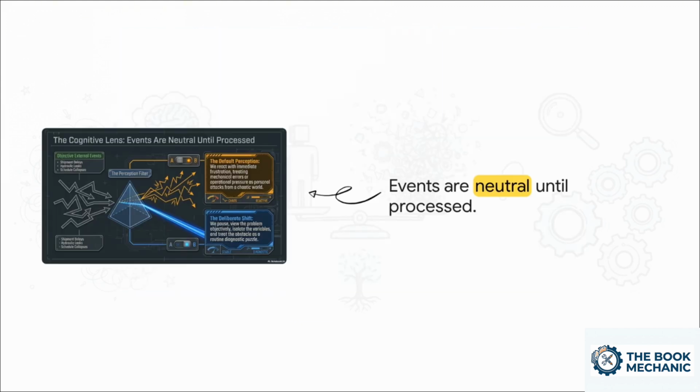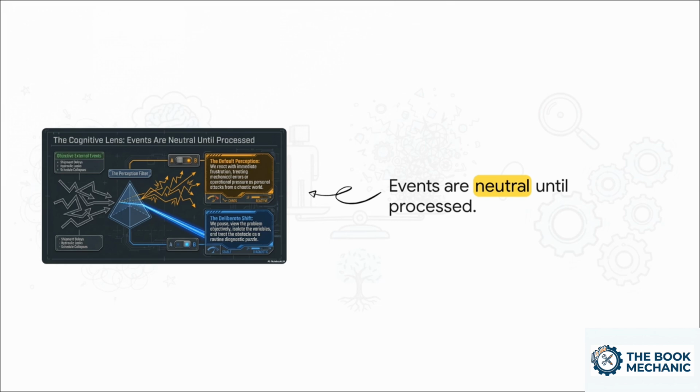Now, take a look at this perception filter prism graphic. It perfectly illustrates a key point. An objective external event, like say a shipment delay, a nasty hydraulic leak, or a total schedule collapse, isn't inherently a crisis. It's really just a neutral fact until it passes through our mental prism.